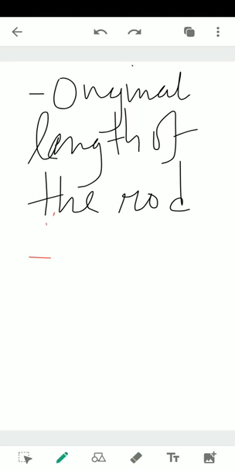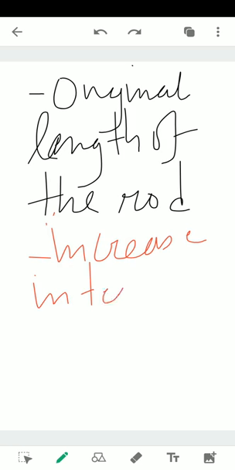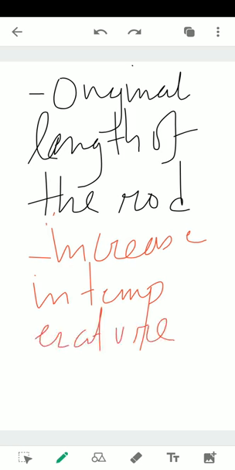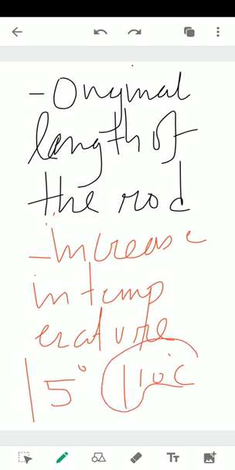Another one is increase in temperature. What it means is, if I'm heating a rod by 5 degrees centigrade, and if I start heating the same rod by 10 degrees centigrade, then the rod at 10 degrees centigrade will expand more compared to the rod heated at 5 degrees centigrade. So more the temperature, more will be the expansion.